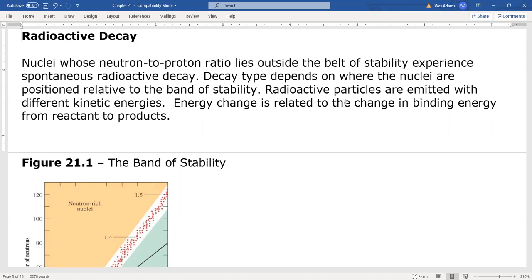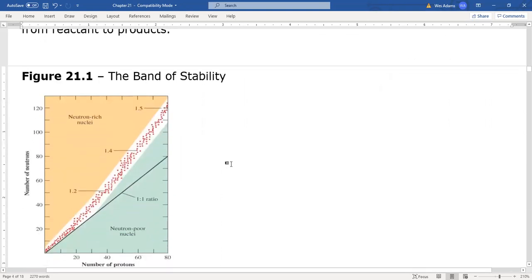The radioactive particles are emitted with kinetic energy, and it relates to the change in the binding energy of the products compared to the reactants. So here you can see the band of stability. That black line represents a 1-to-1 proton to neutron ratio. Notice it bends upwards, which means there's more neutrons per proton to stay in that band. It starts 1-to-1, kind of for the small ones, then 1.2, then 1.4, then 1.5. It definitely bends up. If you're neutron rich versus neutron poor, that determines which type of reactions you're going to see.